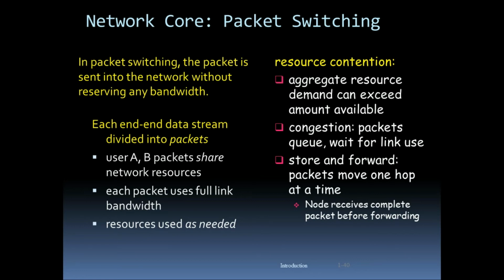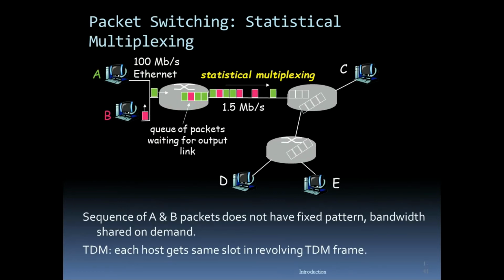So resource contention: aggregate resource demand can exceed the amount available. Congestion: packets queue and wait for link use. We will see more about congestion and aggregate resources in the next videos. Store and forward: packets move one hop at a time. A node receives the complete packet before forwarding. This is an example of packet switching. Statistical multiplexing.